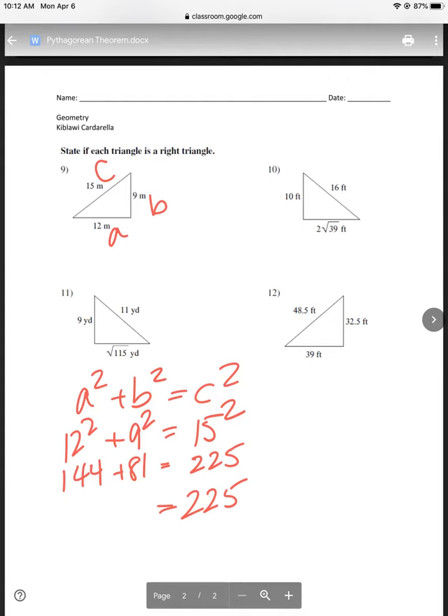But let's see, 144 plus 81 is 225. That means these two sides are equal to each other, so check mark, yes, this is a right triangle because it followed the Pythagorean theorem. Got it?